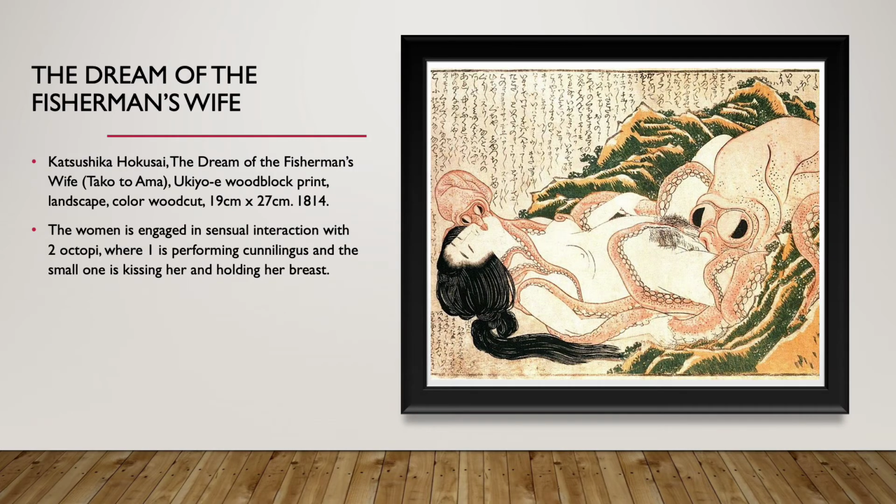In Tako to Ama, or The Dream of the Fisherman's Wife, the woman is shown lying with her head inclined back towards the left side of the frame and her black hair pulled up and tied back. On the right, the larger octopus is performing cunnilingus, keeping the woman's body in place with its tentacles wrapped around her legs, torso, and arm. The smaller octopus can be seen beside her cheek, kissing her mouth and holding her breasts.